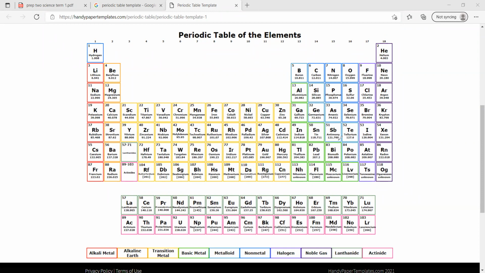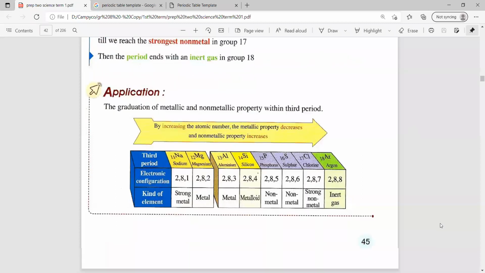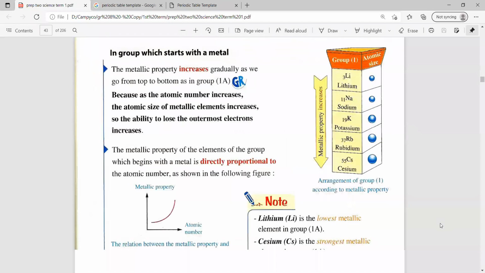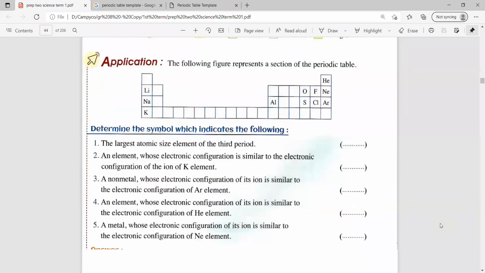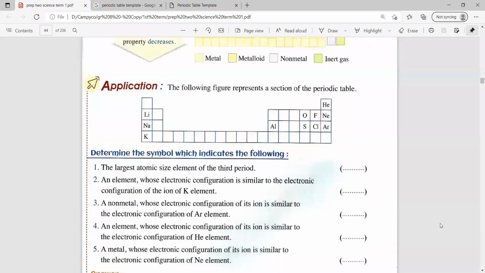Okay. So yes, there's a question. Let's answer it together now in the book. Let's set the timing together and revise this lesson again. Let's answer this one. They give us a part of the periodic table like we had in the last quiz. Then they are asking us some questions. So, number one.